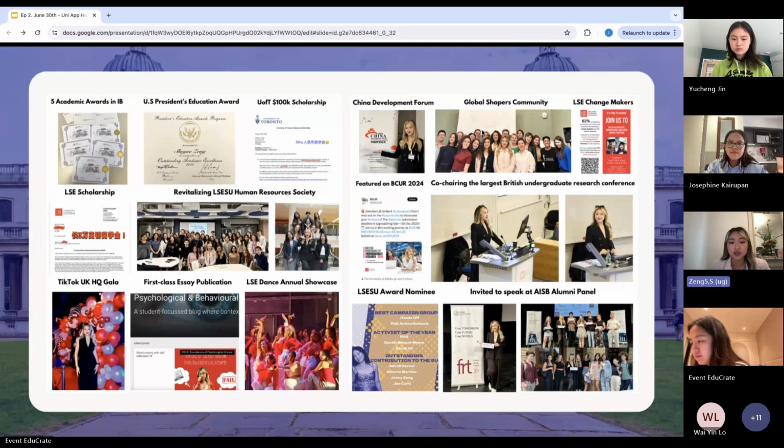And I'm a dancer, so I participated in the LSE Dance Annual Showcase, which had over 500 people in the audience. I was a panel manager at the China Development Forum and a member of the Global Shapers community, an initiative under the World Economic Forum, and I'm representing the Budapest hub. I was also working as a staff researcher at the LSE on female empowerment, as well as females' safety in public space and anti-sexual harassment. I was featured at the British Conference of Undergraduate Research for 2024, and I co-chaired it. It was one of the largest British undergraduate research conferences.